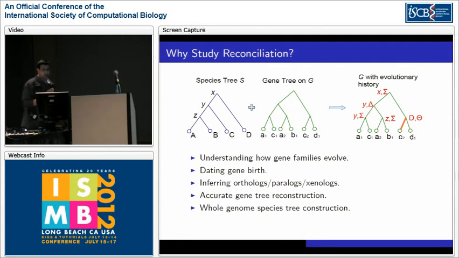You can construct gene trees on a bunch of gene families from across the genomes of your species of interest, and then try to find the species tree that best reconciles all of them. And this is known to be a pretty effective method.